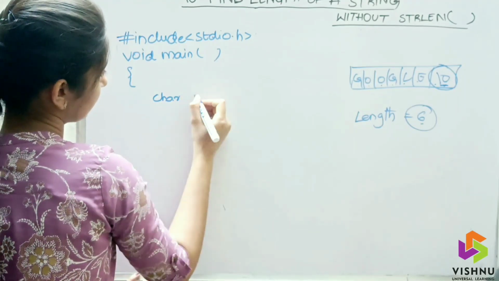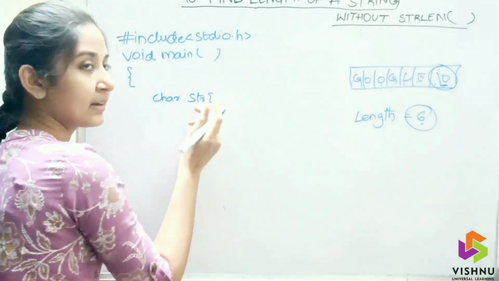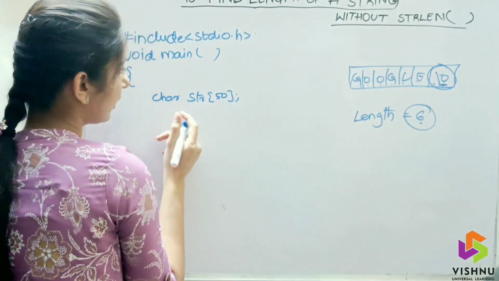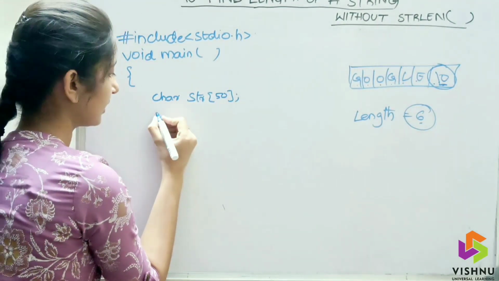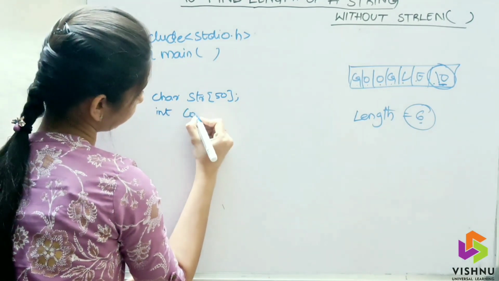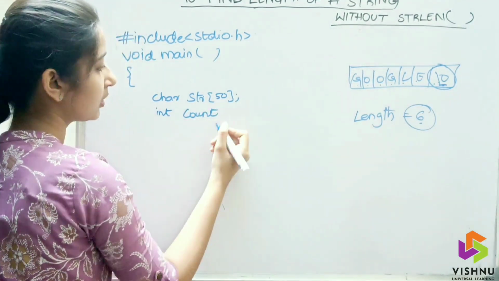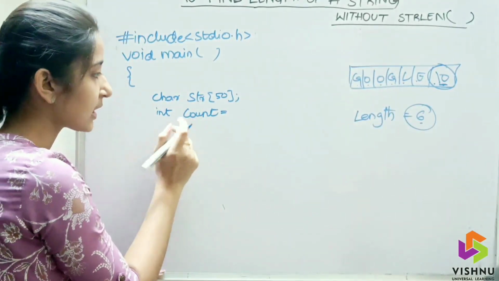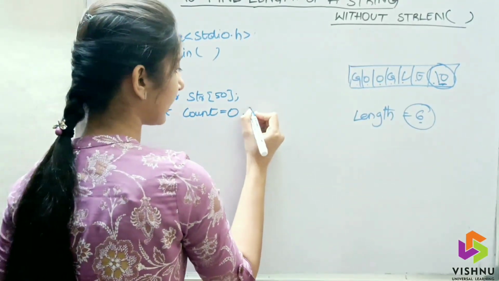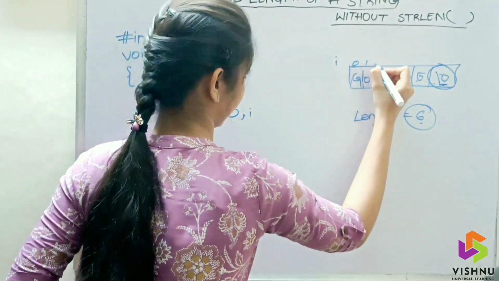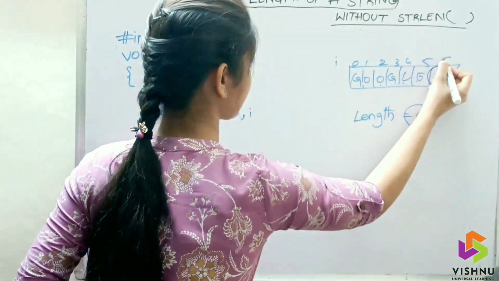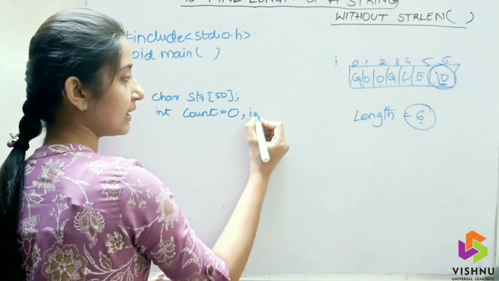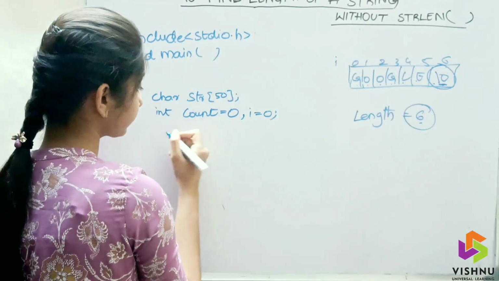I'm reading a string here, char str of, and let the size of the string be 50. Now I have declared a string here. Now int count. Count means to count these characters. I'm taking a count here, and initially this count is 0. And now i means the index position of these characters. That means each character has its own specific index position. So here initially this i is also 0.